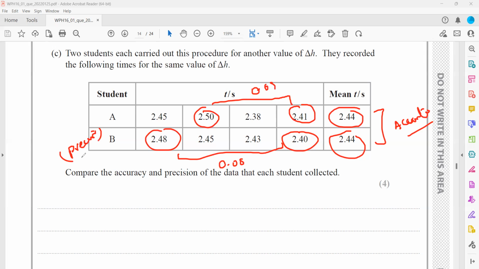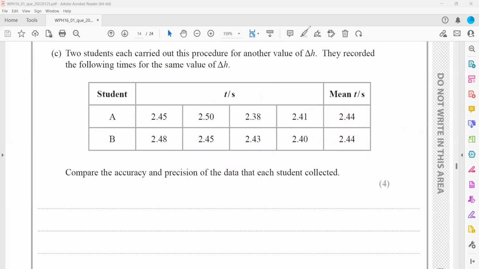Both results appear precise, but we have to compare them. The one with more spread out data is less precise. The one with more clustering, more values in a small area, is the more precise result. So for the mark distribution, you will mention both students have the same final mean time, which means both are accurate, but we cannot compare the actual accuracy as there is no standard value given. The second thing you will say is student B is more precise than A, because student B's data is less spread out compared to student A.